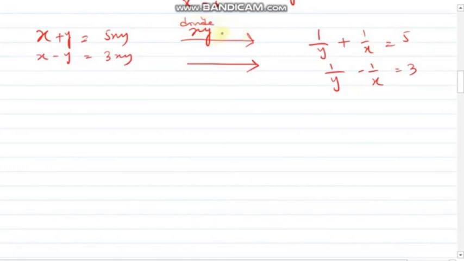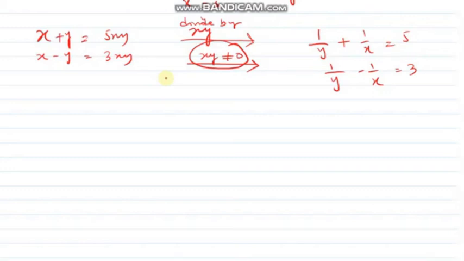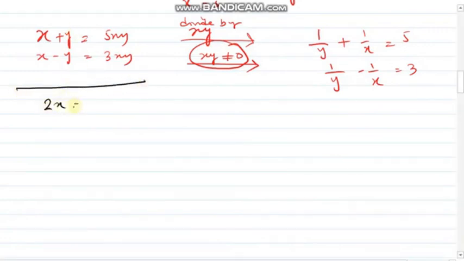Before dividing by xy, you should know that your xy is not equal to 0. If your xy is not equal to 0, only then you can divide, because we cannot divide any term by 0. So what we can do for this sum, just check for this sum, I will add these two, so I will get 2x equals 8xy. Don't cancel this 2x. If you cancel this 2x, you will miss out one solution.